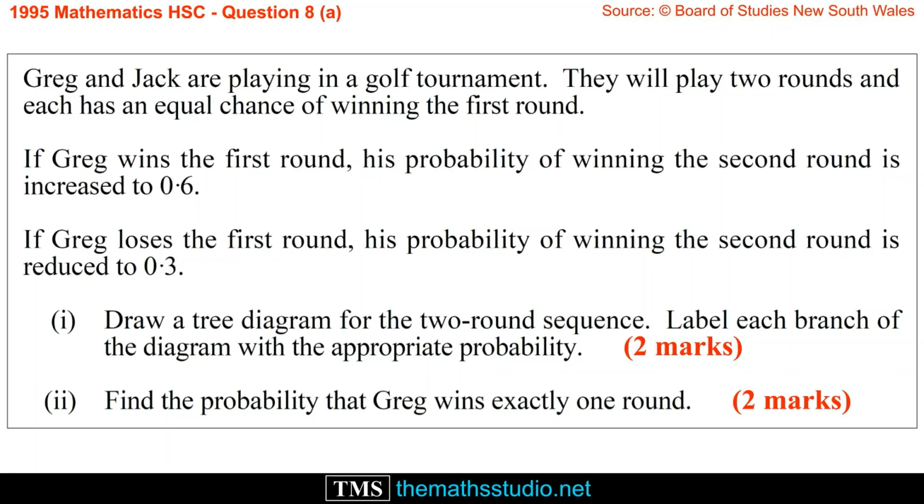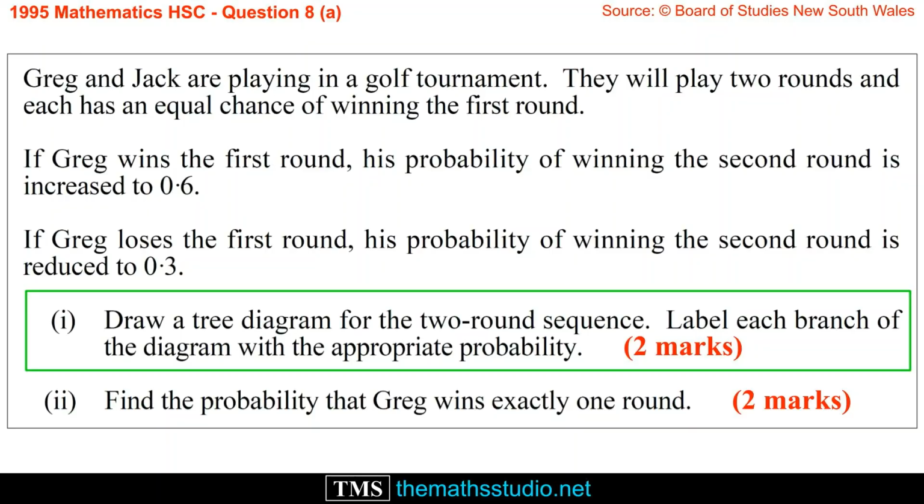Question 8, Part A. Greg and Jack are playing in a golf tournament. They will play 2 rounds and each has an equal chance of winning the first round. If Greg wins the first round, his probability of winning the second round is increased to 0.6. If Greg loses the first round, his probability of winning the second round is reduced to 0.3. Part 1. Draw a tree diagram for the 2-round sequence. Label each branch of the diagram with the appropriate probability.